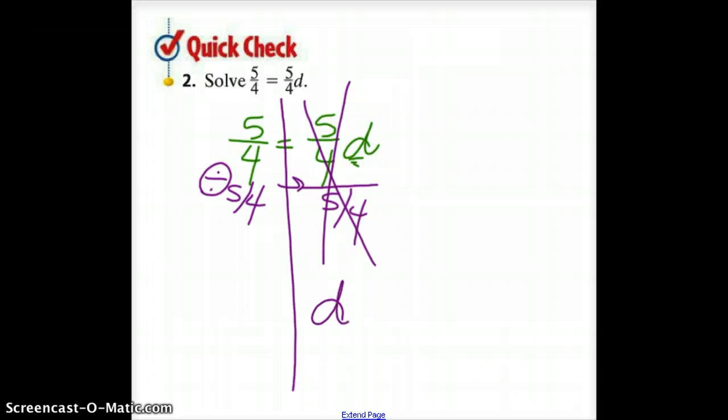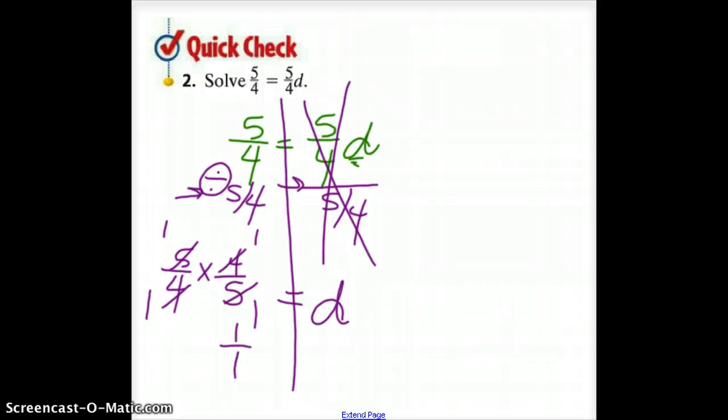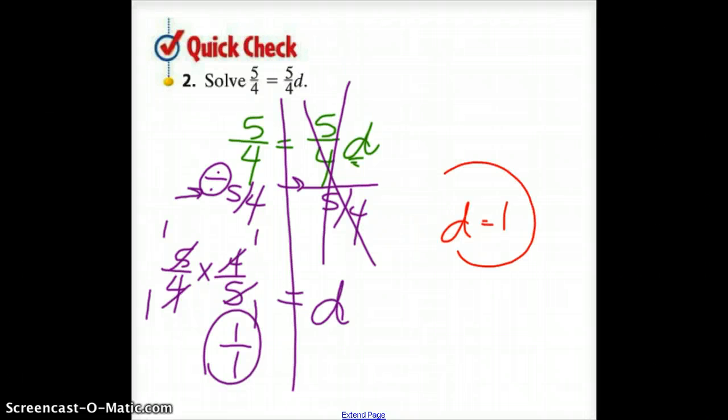I have just d. Over here I have 5/4. Since I'm dividing by a fraction, I'm going to multiply by its reciprocal. 5, and let's see, I can cancel out cross products. 4s become 1s. My 5s become 1s. 1 times 1 is 1. 1 times 1 is 1. D, my friends, equals 1.